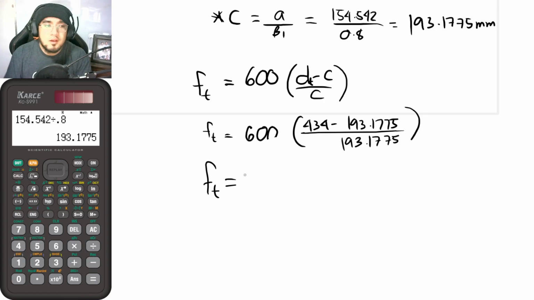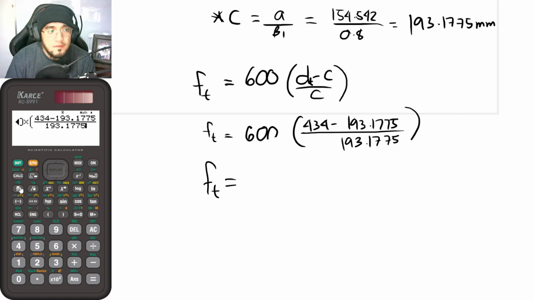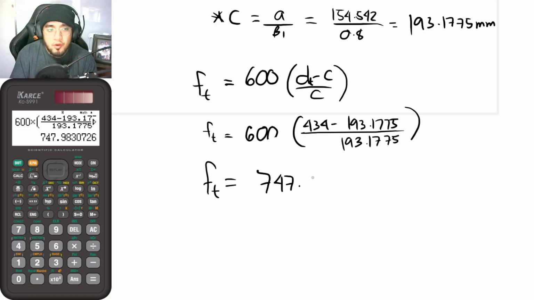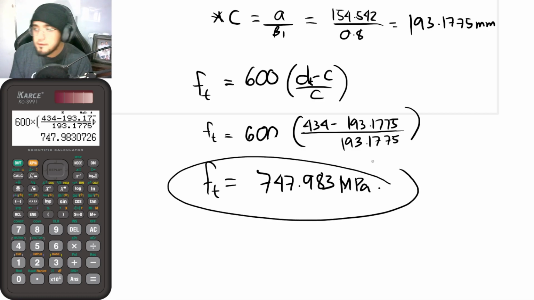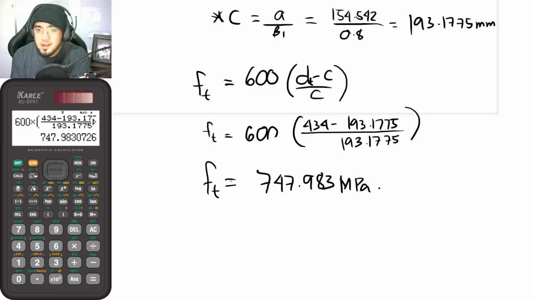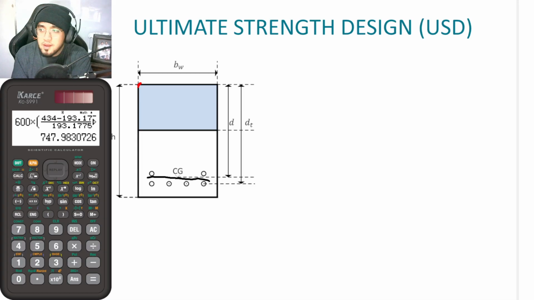So this is now equal to 600 times 434 minus 193.1775 divided by 193.1775. That would give us an answer of 747.983 megapascal. Okay, so this is now our FT or FS. But once again, it would be more appropriate to use the term FT, that is now the stress at the furthest tension, meaning the stress being experienced by this extreme tension rebars.